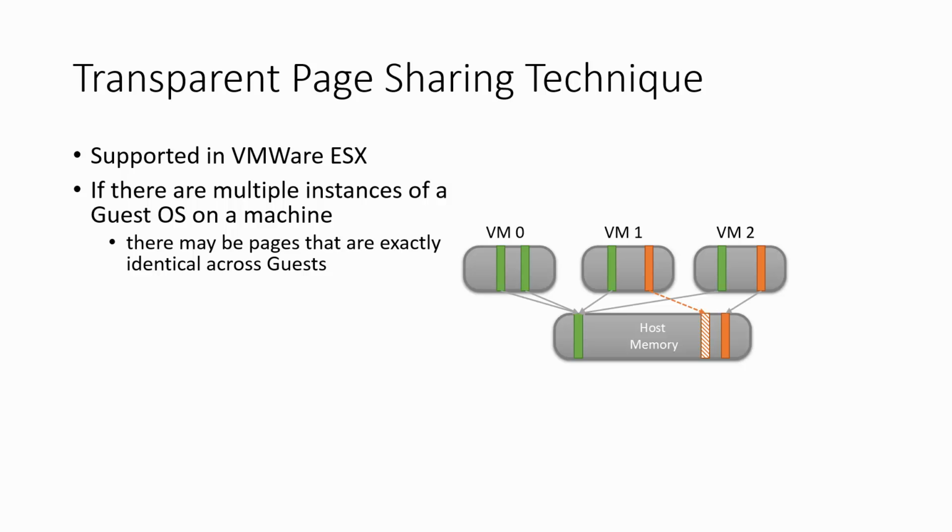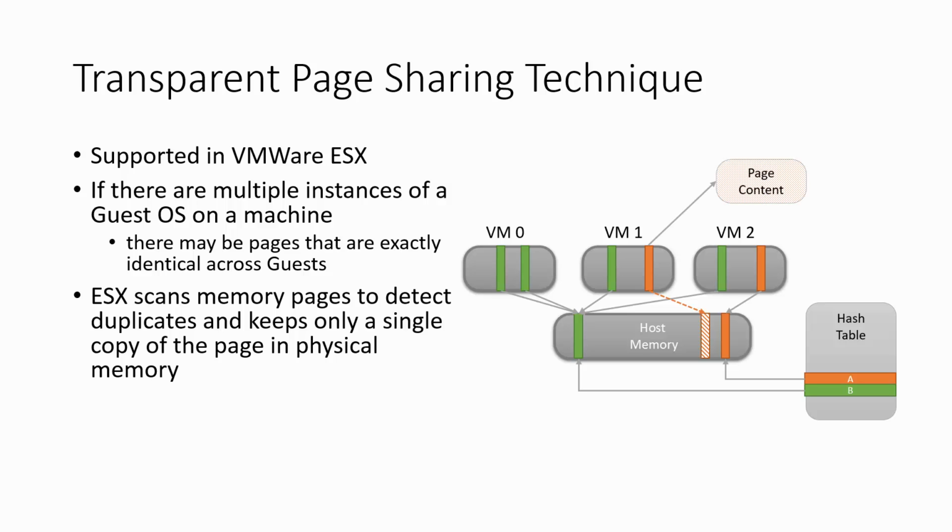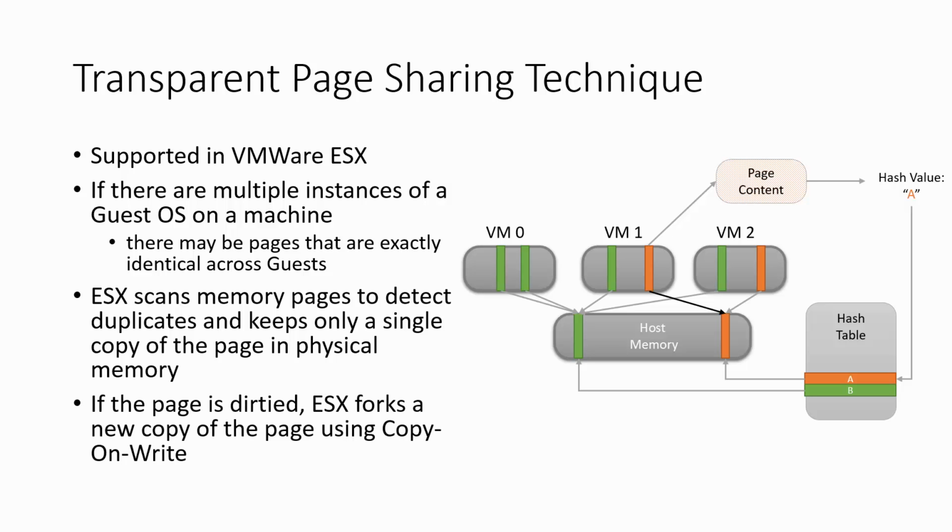So in the transparent page sharing technique, ESX will periodically scan memory pages to detect duplicates, and it will keep only a single physical copy of the page in memory. ESX does this by keeping a hash table of all of the memory pages, and it calculates the hash of the page content. If it matches an entry in the hash table, then it will replace the reference to that page with the page that is in host memory. Now, if a page is dirtied, then ESX can fork a new copy of the page using the copy on write technique.